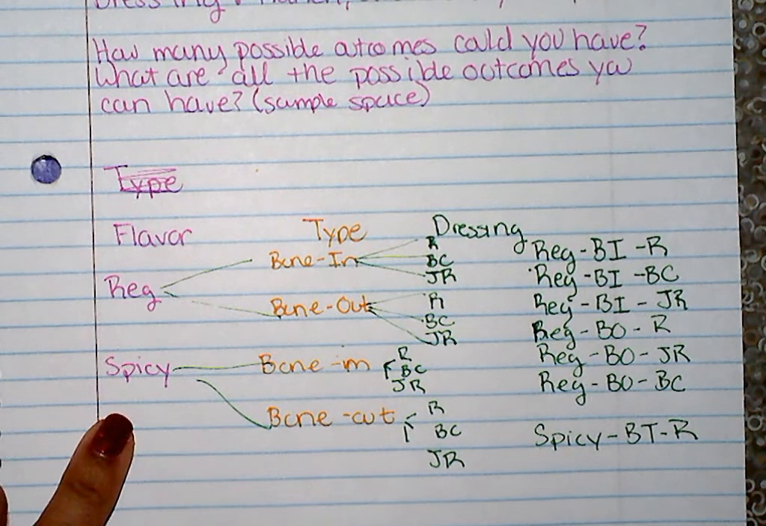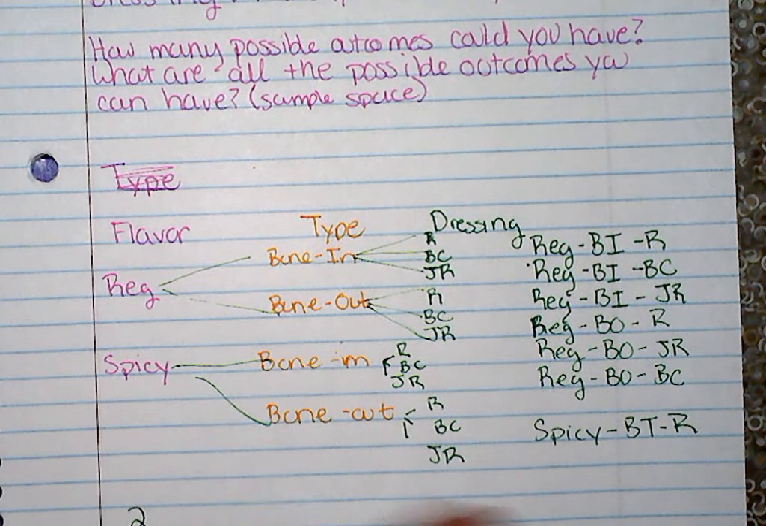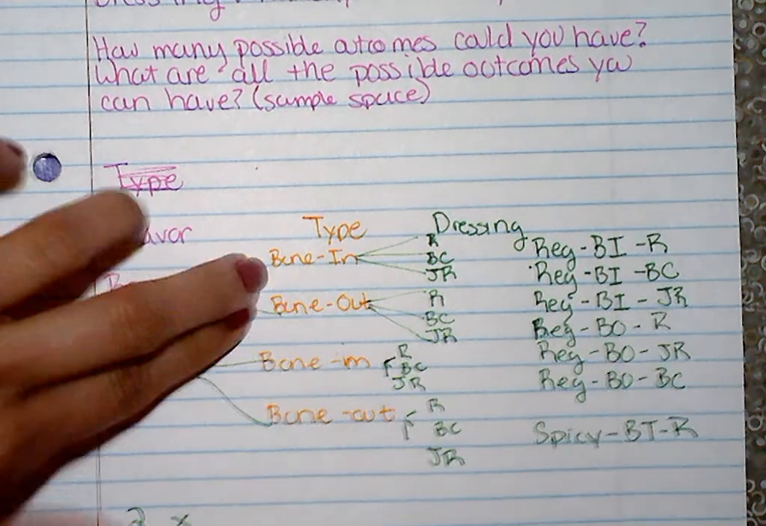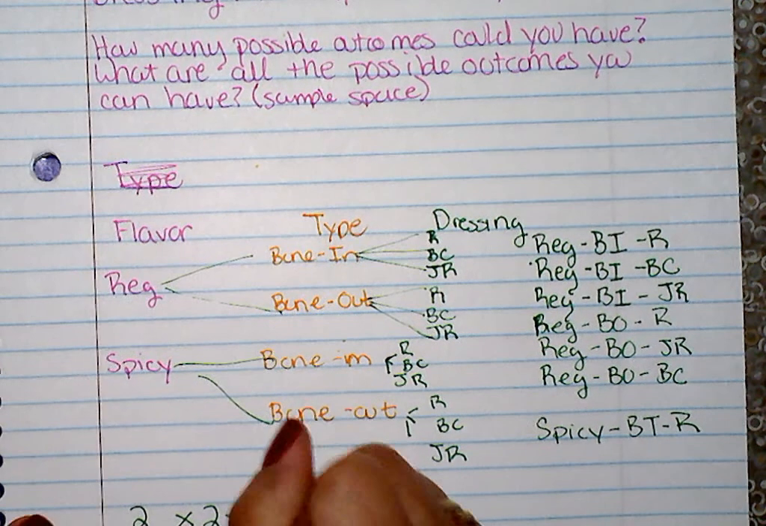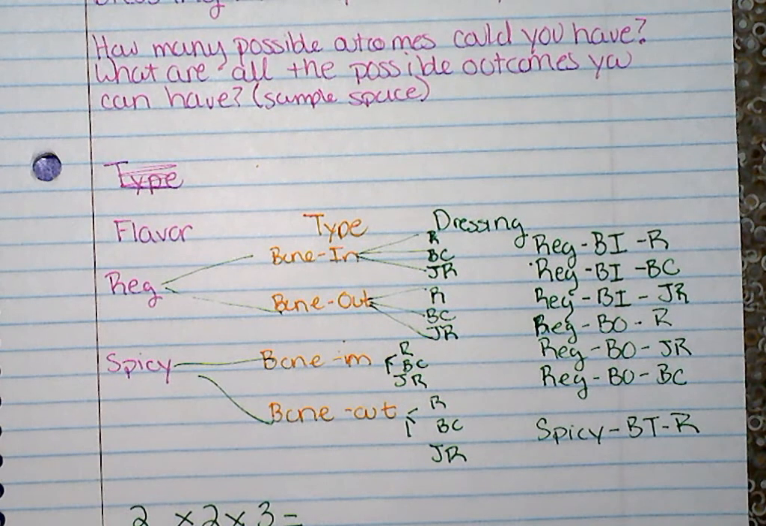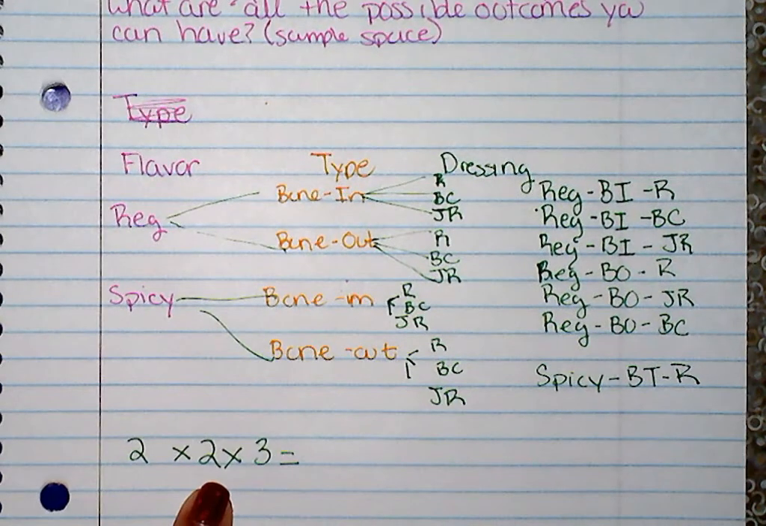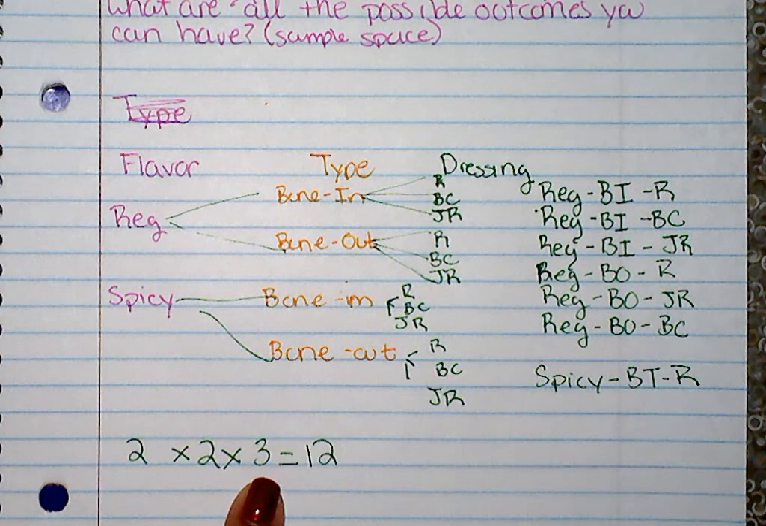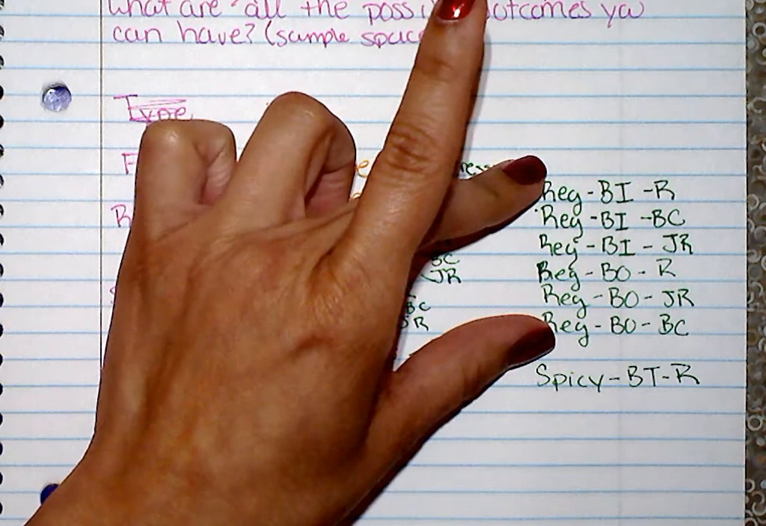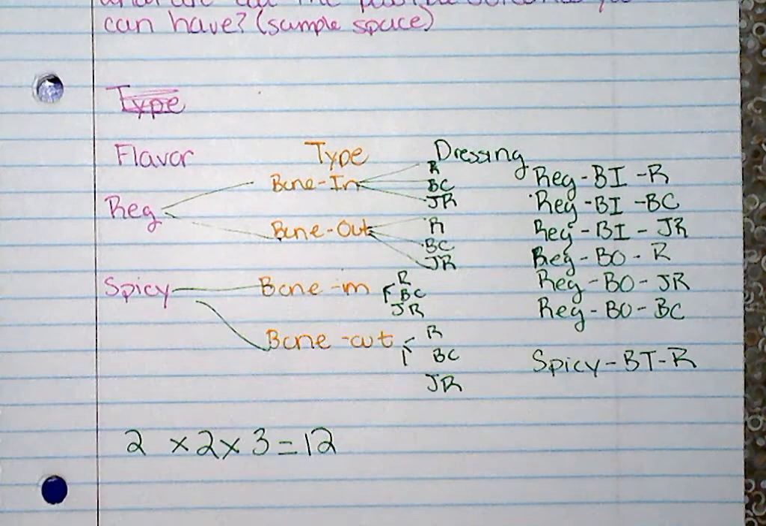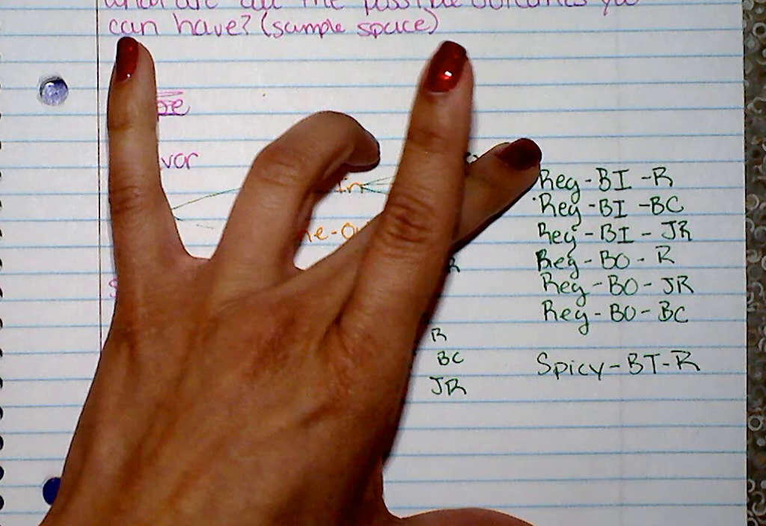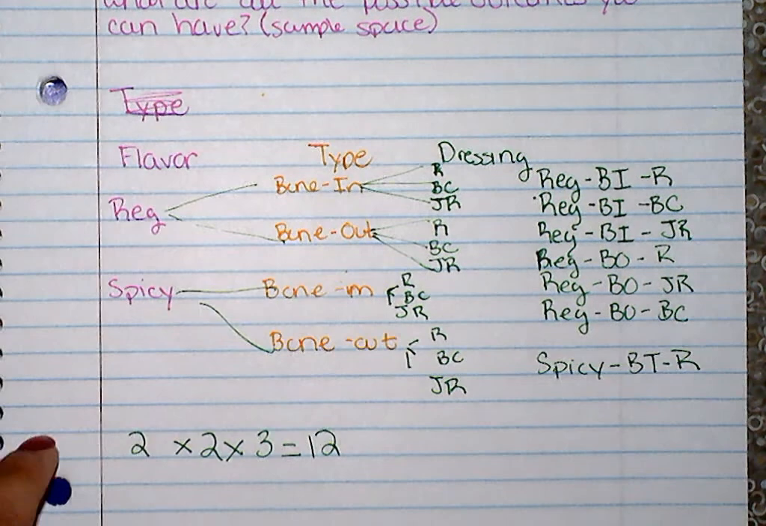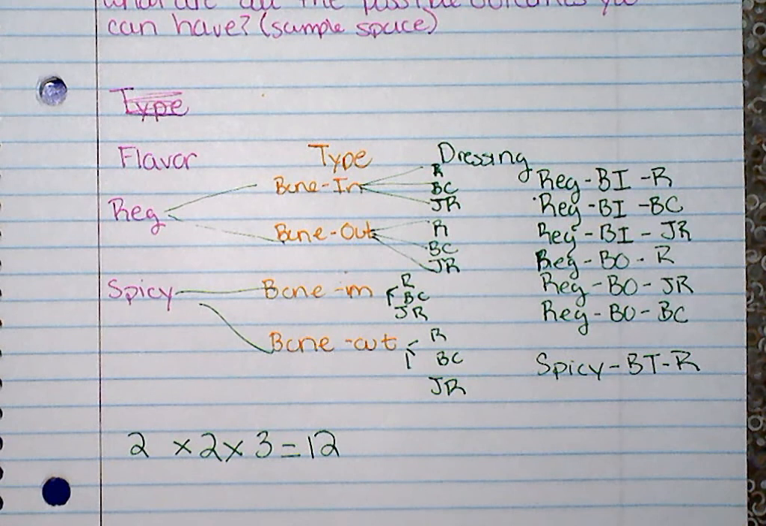So I have 2 different flavor options, 2 different types with 3 different dressing options. 2 times 2 is 4, times 3 is 12. And just for the first part, I have 6. So for the second part, I'm also going to have 6. So I will have 12 possible outcomes, and this is going to be my sample space once you're complete. Let me know if you have any questions.